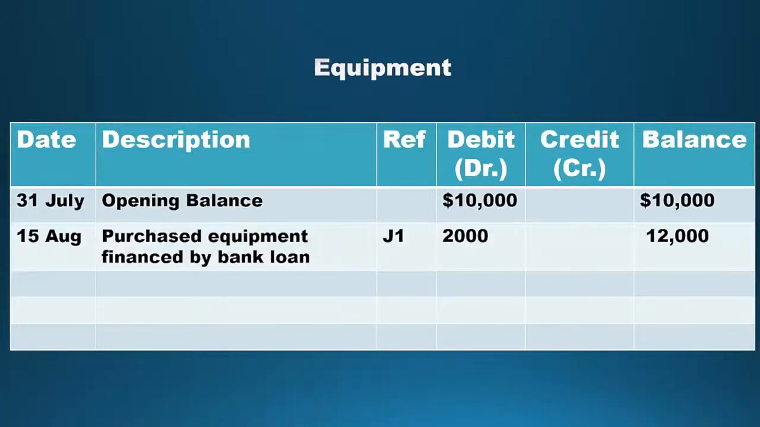Posting to the ledgers. Equipment ledger. 1. Date. Write the date, August 15. 2. Narrative. Add the narrative: Purchased equipment financed by a bank loan. 3. Reference. Include the journal reference, J1. 4. Amount. Enter $2,000 in the debit column. We debit equipment because the company's assets are increasing, and increases to assets are recorded on the debit side.